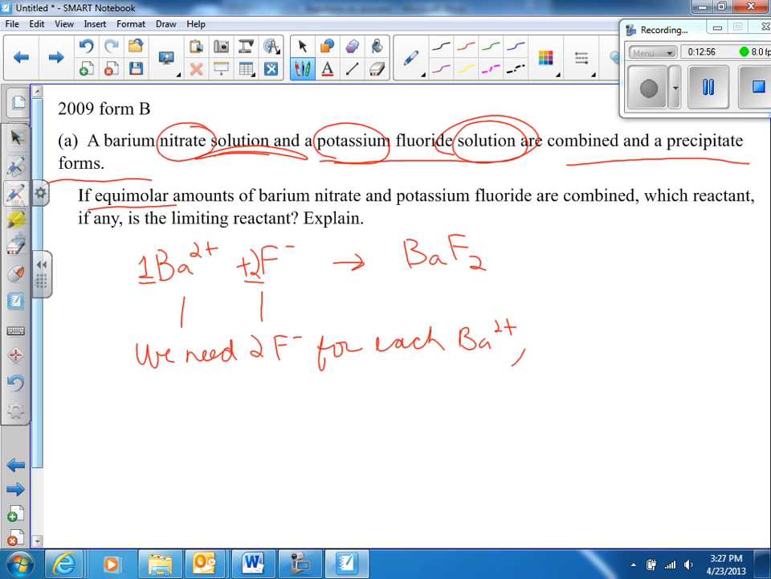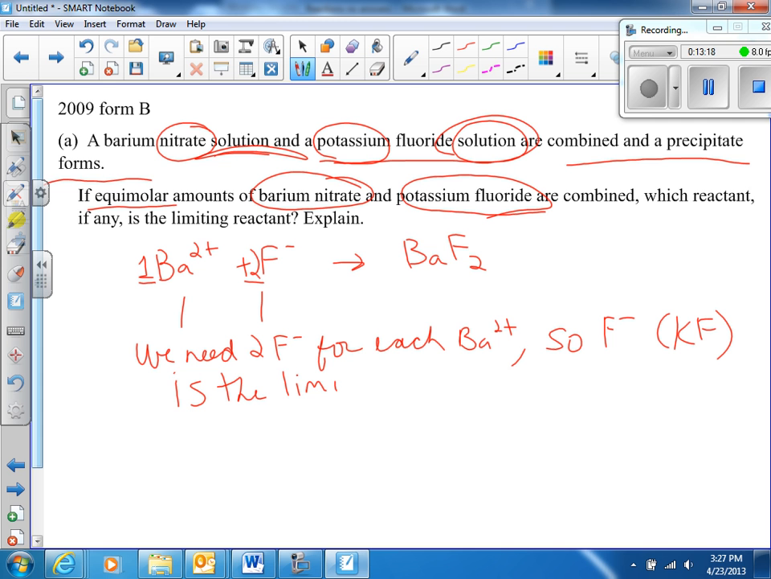So do you see right off the bat the fluoride is going to be limiting? So F minus or KF, because they want to know which reactant. Read carefully. They said potassium fluoride versus barium nitrate. They didn't ask about the ions, they asked about the whole compound. So KF is the limiting.